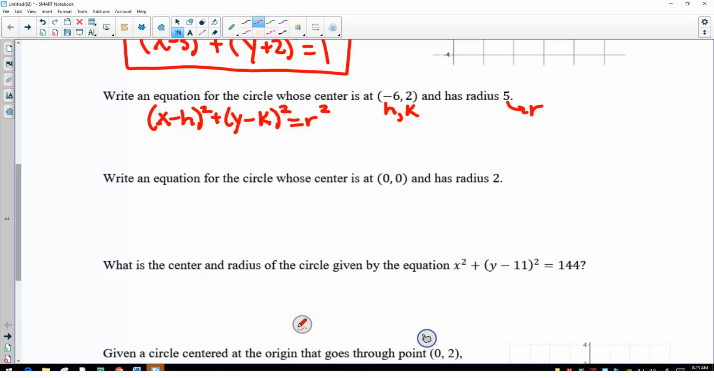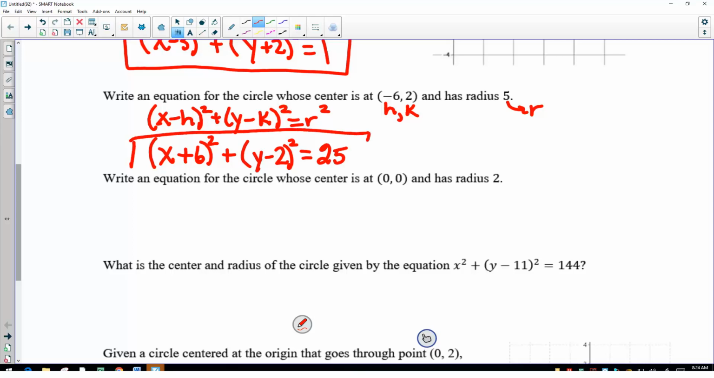So I'm going to plug this in and try and simplify this all at once. So plugging this in, I have x, so minus a -6, so minus a negative we know is plus a 6, squared, plus, we go to our y, I have y minus our k value, which is 2, squared. I'm going to plug in my radius. Our radius is 5, so if I square 5, I have 25. So that's going to be our equation of a circle centered at -6, 2 and has a radius of 5.